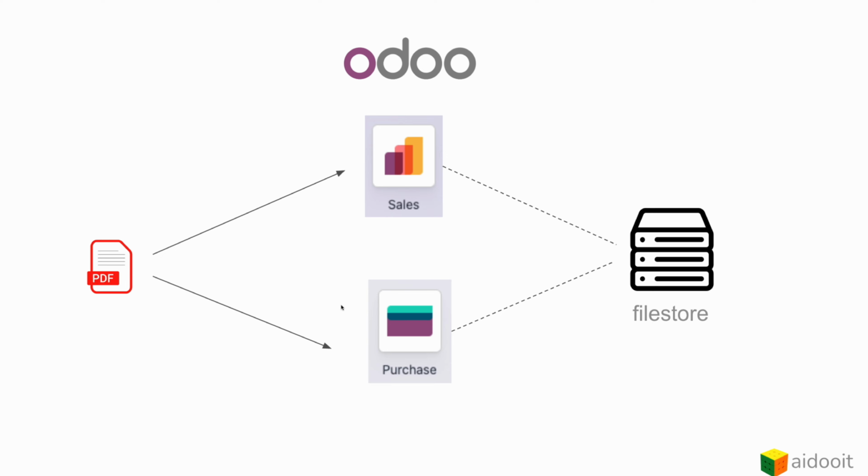Let's talk about the following situation. Let's suppose we have one PDF and we attach the same PDF to one sell order and the same PDF to a purchase. And it's interesting that we ask ourselves, what happens in the file store? What does Odoo do with this file? Is it saved twice in the file store? Is it only saved once? We don't know, right?